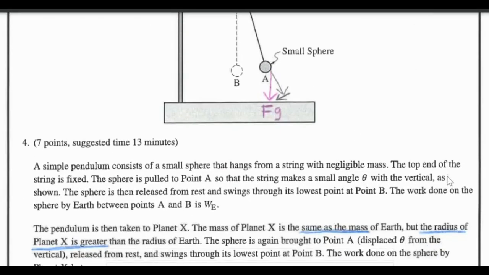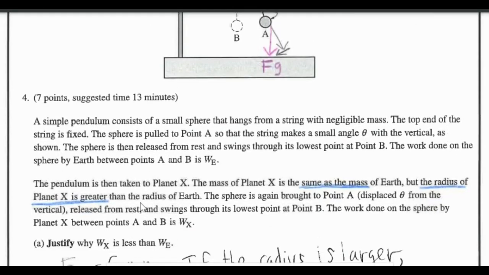So it says, the pendulum is now taken to planet X. The mass of planet X is the same as Earth, but the radius of planet X is greater than the radius of Earth. The sphere is again brought to point A, displaced theta from the vertical, released from rest, and swings through its lowest point at point B. The work done on the sphere by planet X between points A and B is Wx.